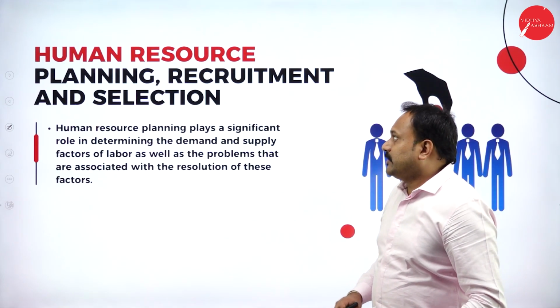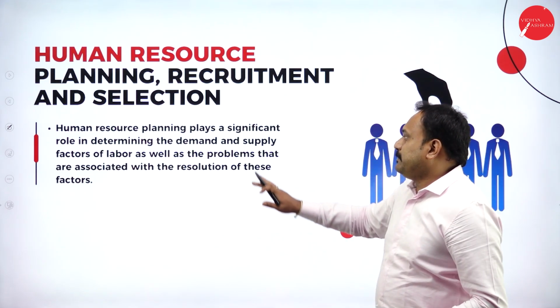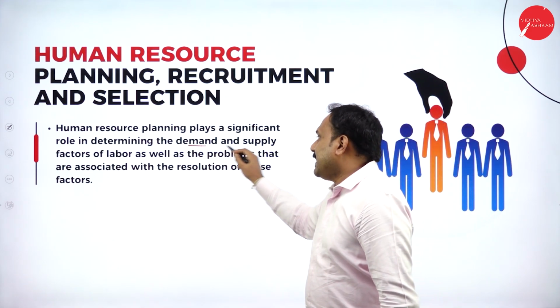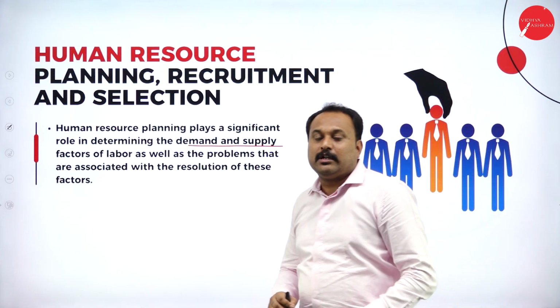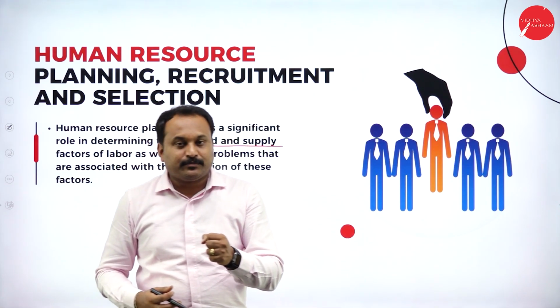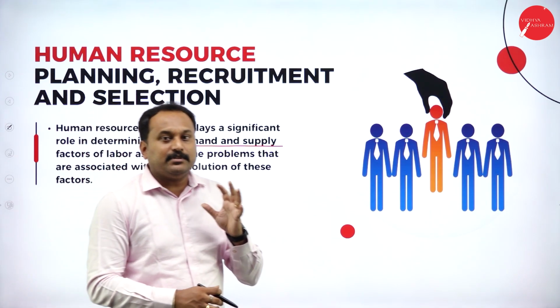The second chapter is human resource planning, recruitment and selection. Here, human resource planning plays a significant role in determining the demand and supply factors. So here you will understand more about manpower planning, how we recruit people, why we need to recruit and how the selection process happens.